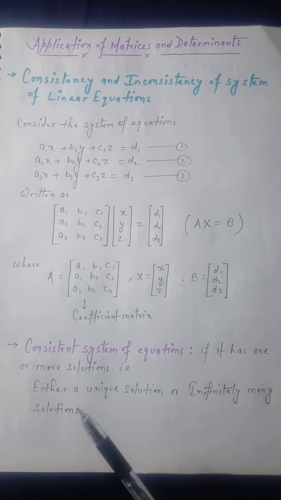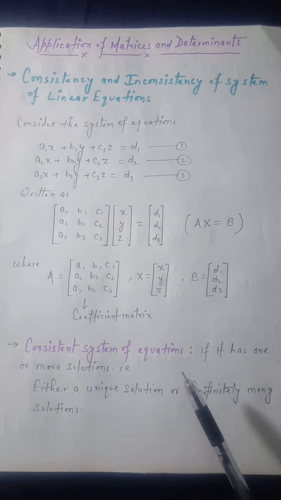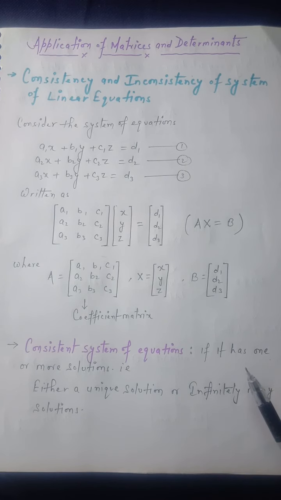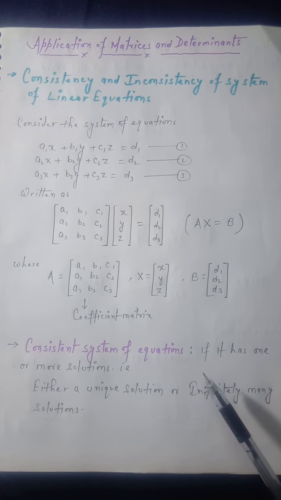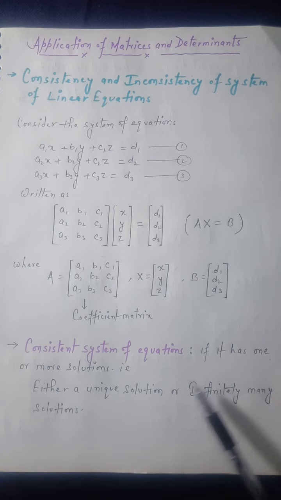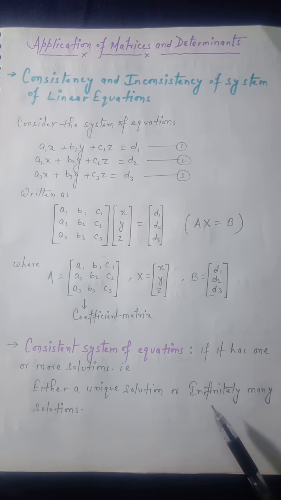Now another thing is, what is a consistent system of equations. When you are solving the given system of equations and you get a solution or more than one solution, then we will say that the given system of equations is consistent. Remember, consistent means either a unique solution or infinitely many solutions. So consistent means solution exists.